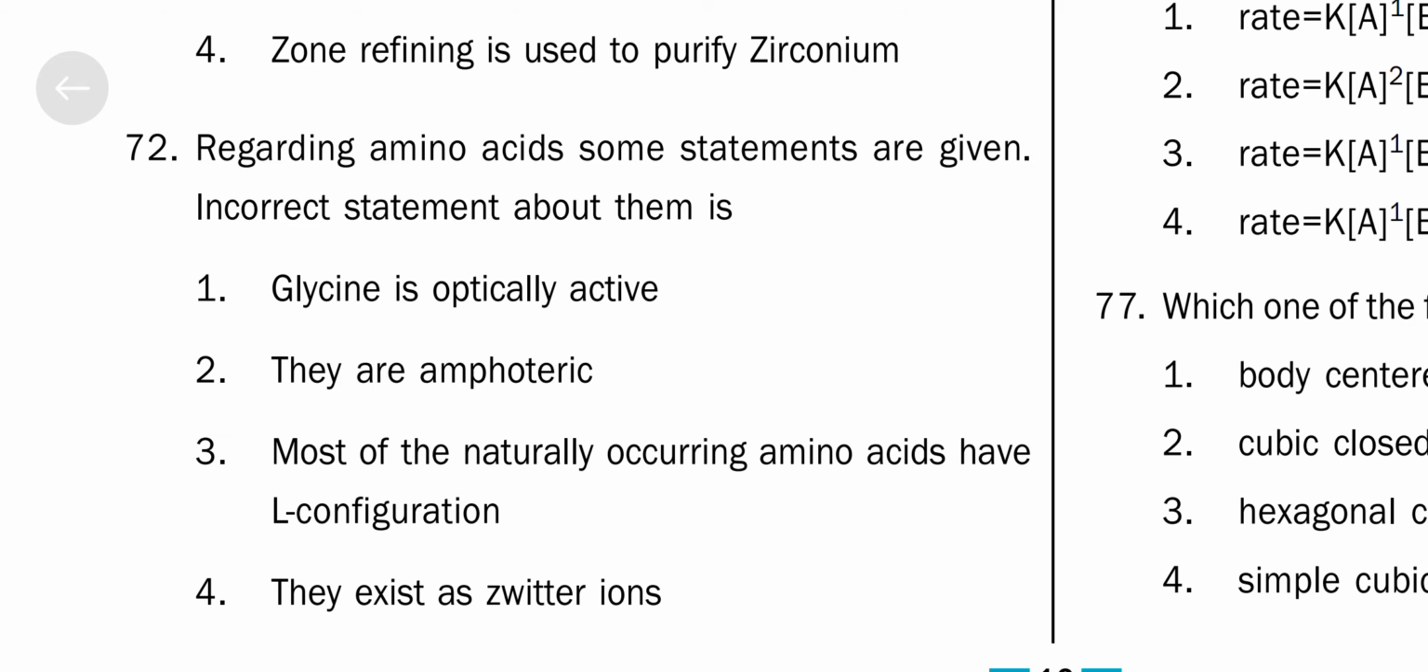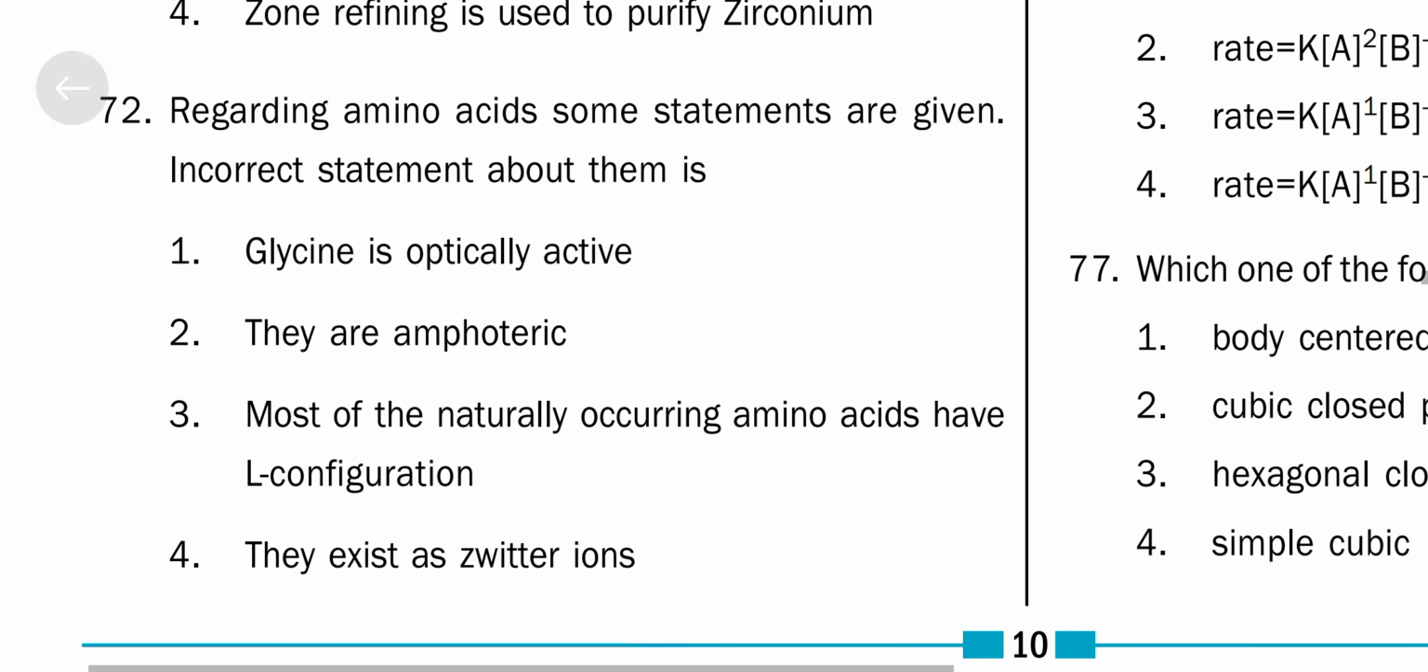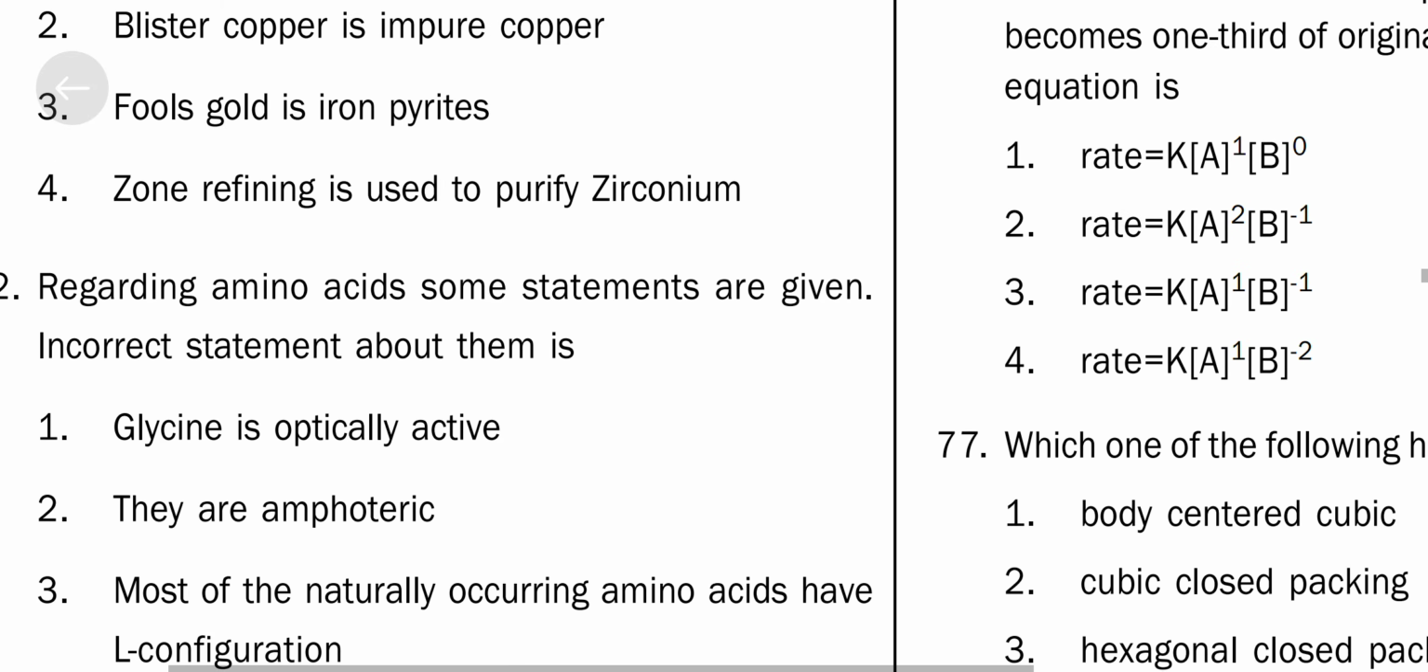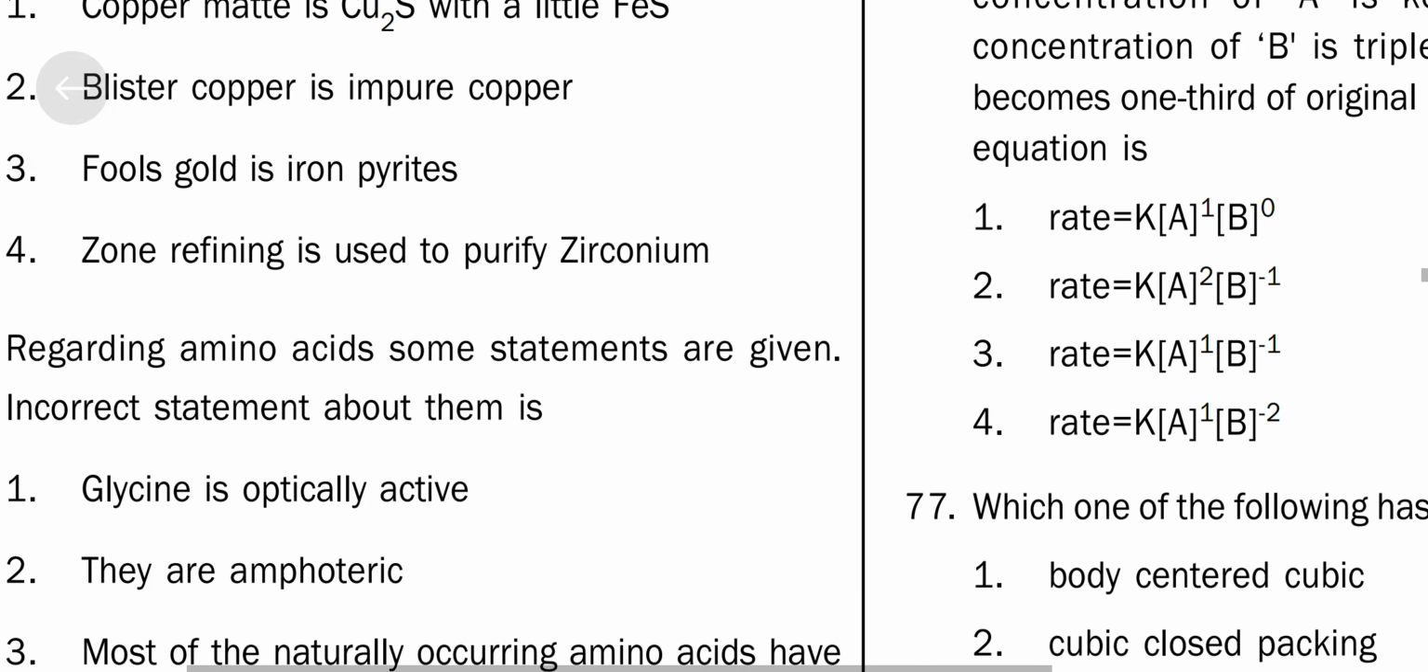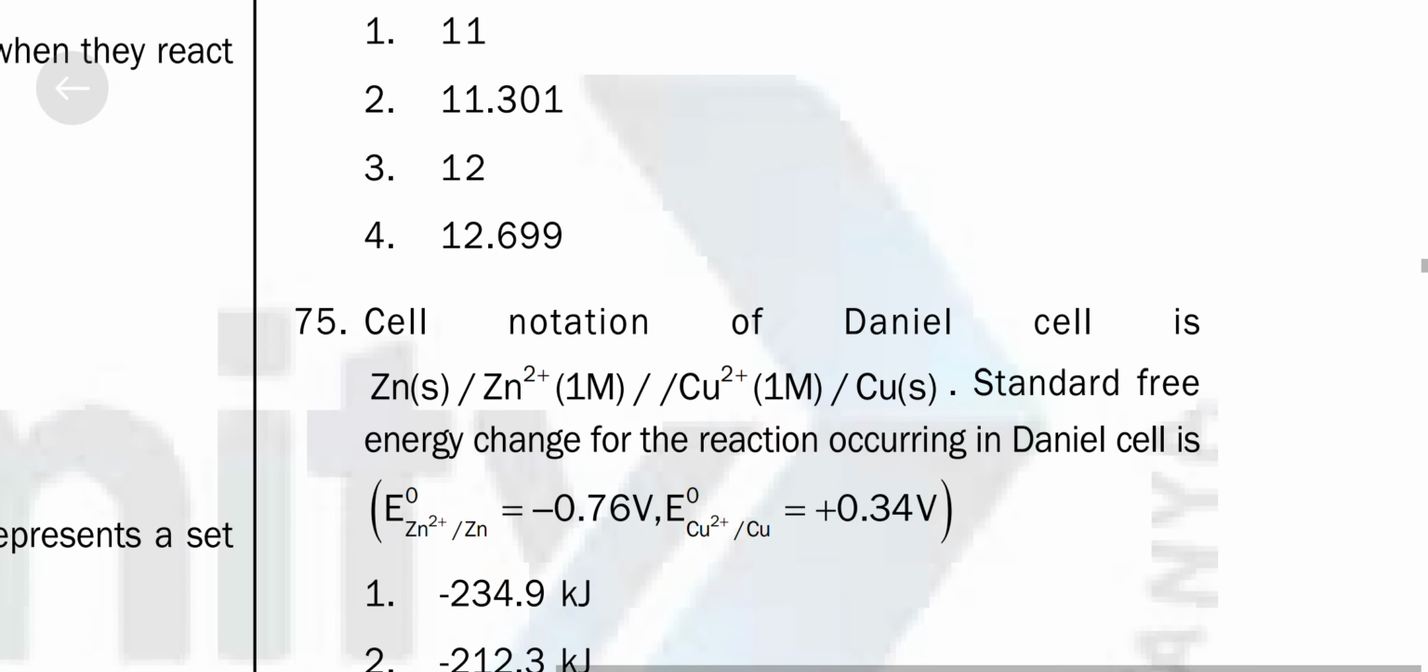Regarding amino acids, some statements are given. The incorrect statement about them is "glycine is optically active." Glycine is optically inactive. Glycine is the first amino acid, NH2CH2COOH, where there is no chiral carbon, so it is optically inactive.